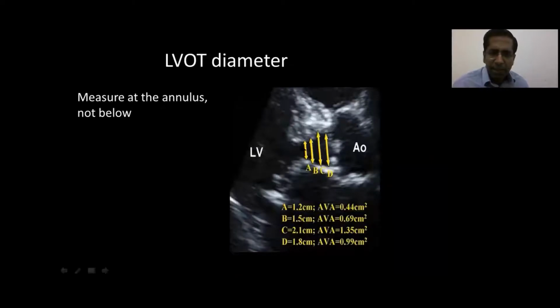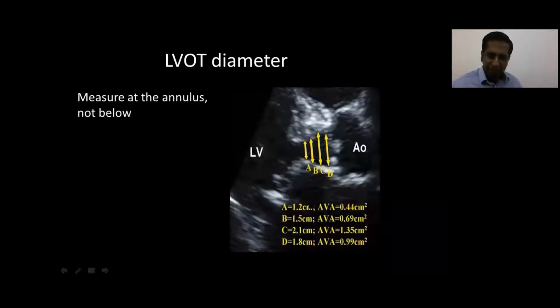So this is a given patient here who has a sigmoid septum, as we had seen earlier. So these are real world situations. So what you can see is a sigmoid septum here. So will you measure here or here or here or here? So you have 4 different scenarios, A, B, C, and D. And this is the calculation of aortic valve area by continuity equation.